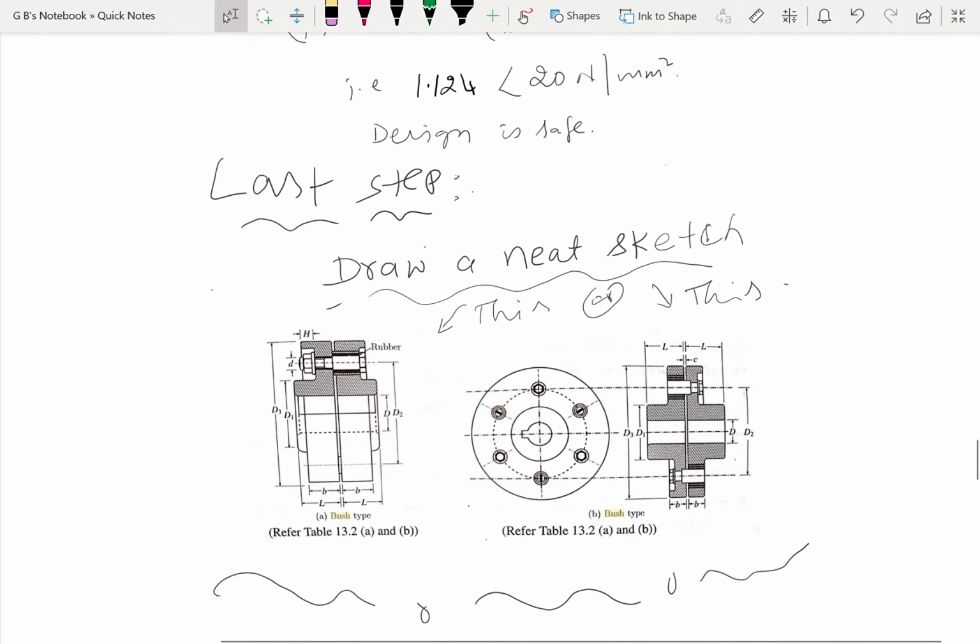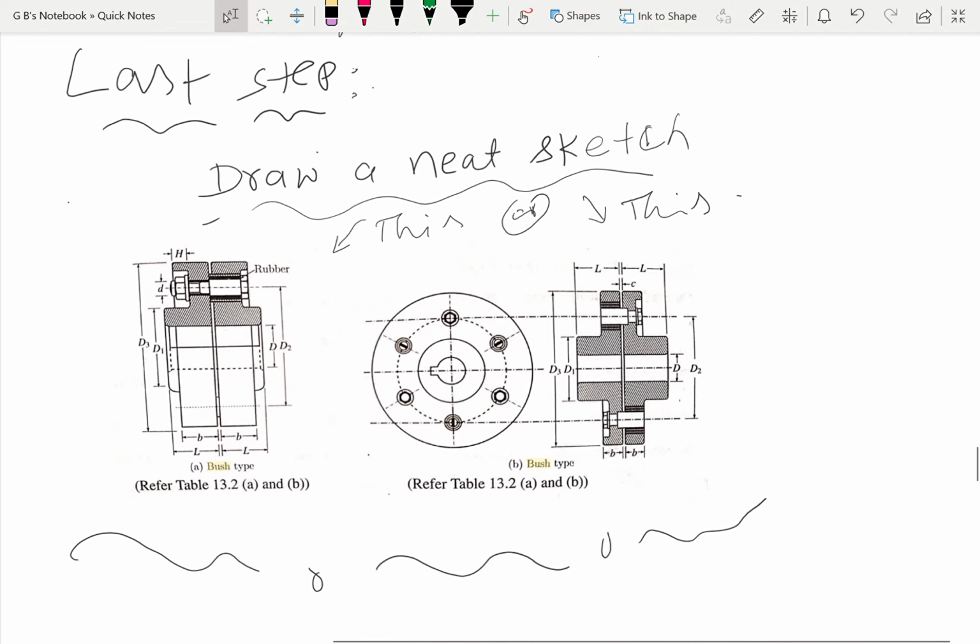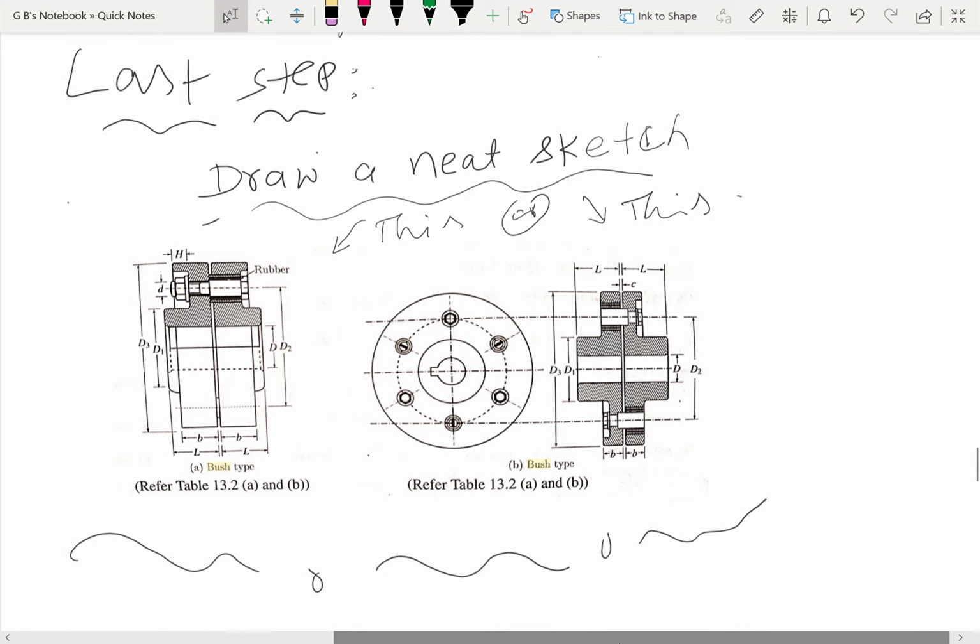In the last step, especially for this particular problem, they also asked to draw a sketch. You draw a sketch of this one or this one, but you have to show this rim thickness also, which can be taken as 0.25 times D. Usually the thickness of the flange is taken as 0.25 times D. It would be better to take 0.125 times the diameter of the shaft as the thickness of this ring, in case you wish to show.